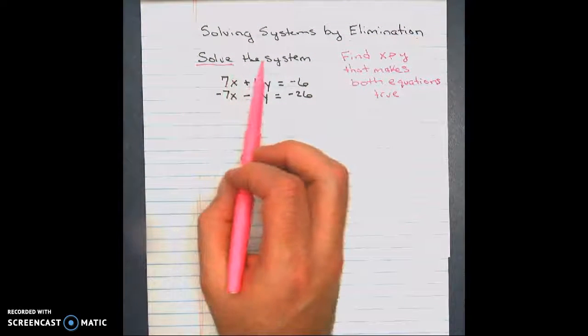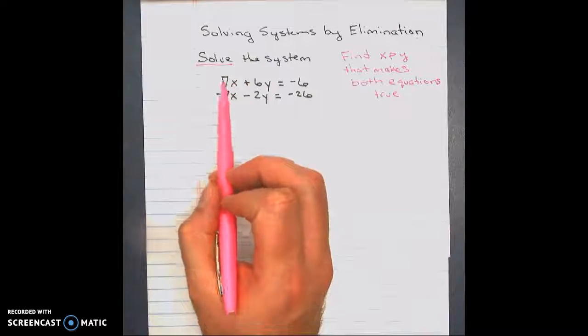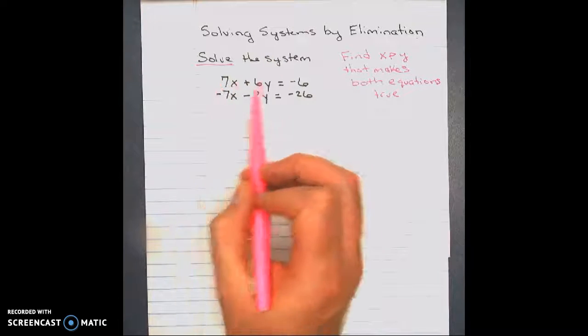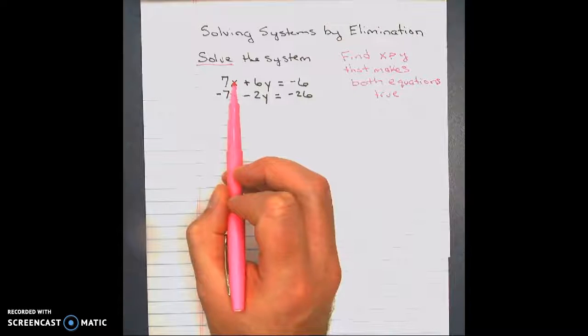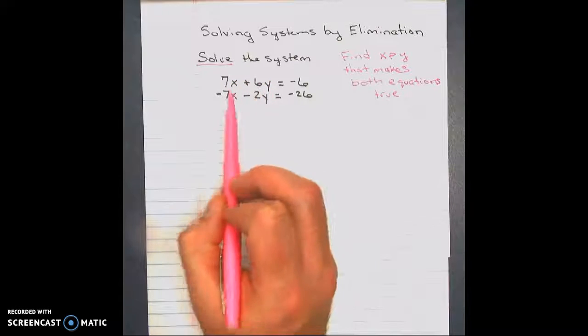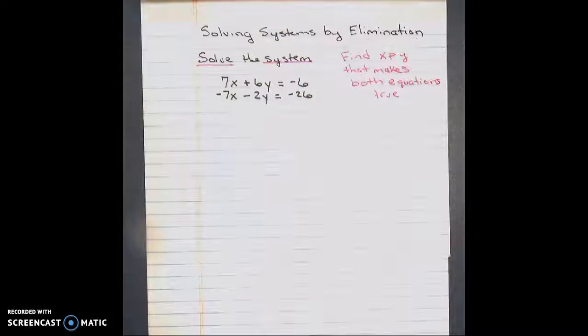It also says solve the system. Remember, a system is 2 or more equations. In this case, we have 2 equations with 2 or more of the same variables. So we have an x and a y in both of these. So this is indeed a system, so we're good to go.